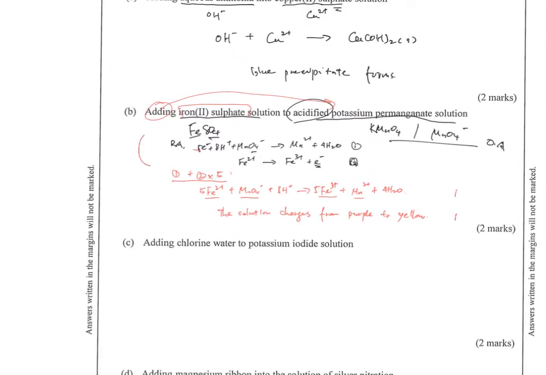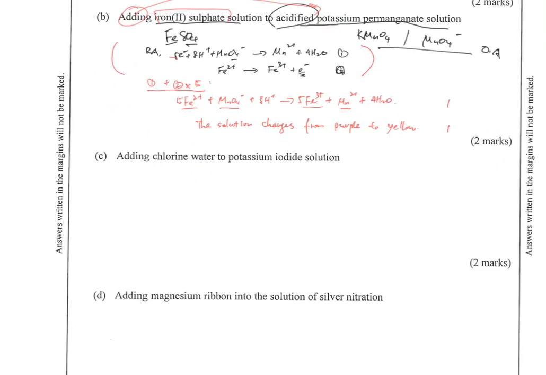So here is the process. You need to write 2 half equations for the redox. So one for OA, another one for RA. And next one, adding chlorine water. What's chlorine water? Chlorine water actually is Cl2(aq), okay? And then plus the potassium iodide, okay? The reaction is related to the halogen and the halide.